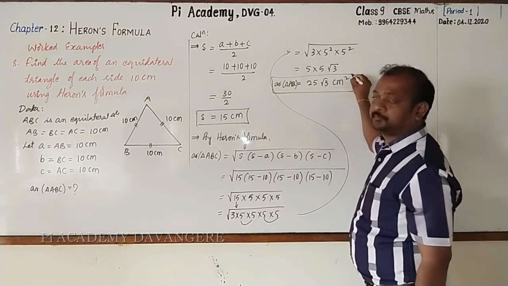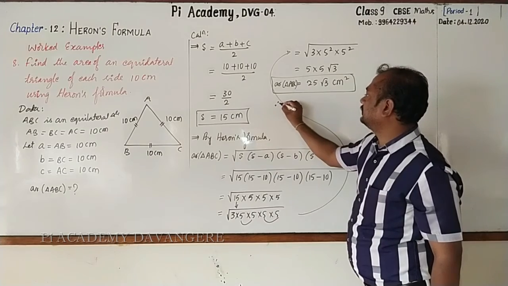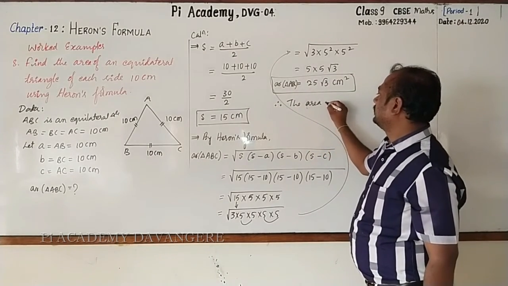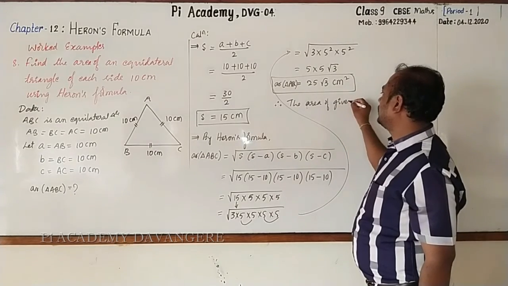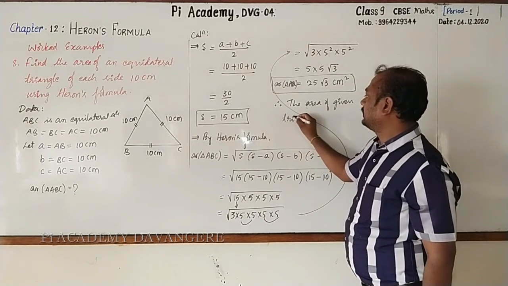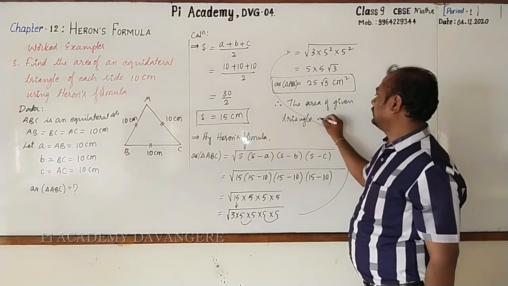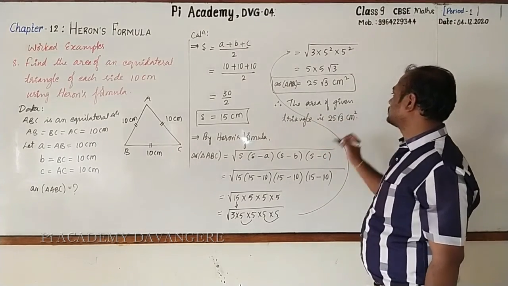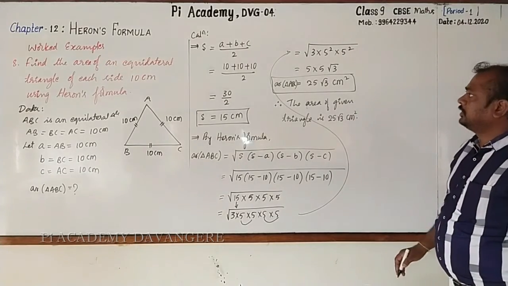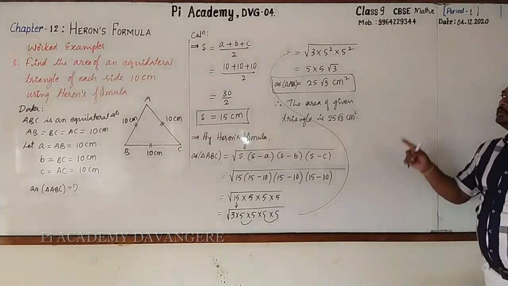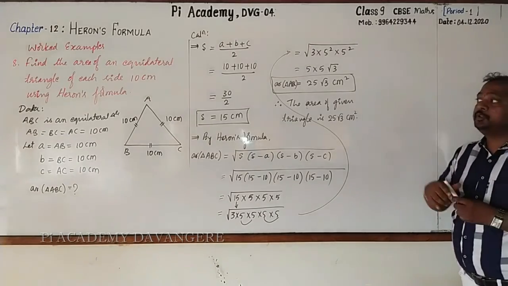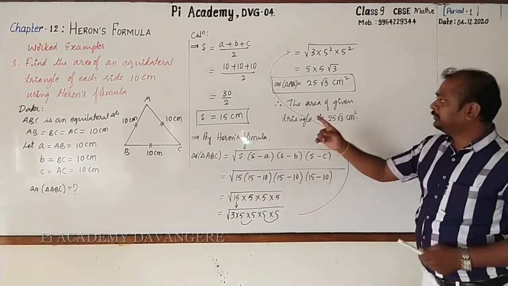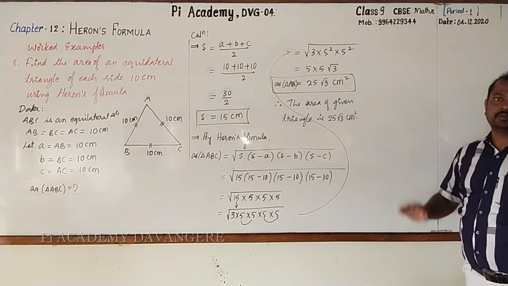This is area of triangle ABC. Followed? Now, let me write the conclusion. Therefore, the area of the given triangle is 25 into root 3 centimeter square. Got it? Dear students, this area can also be found out without using Heron's formula. So let me show you that also. Before that, please go for copy up to here.